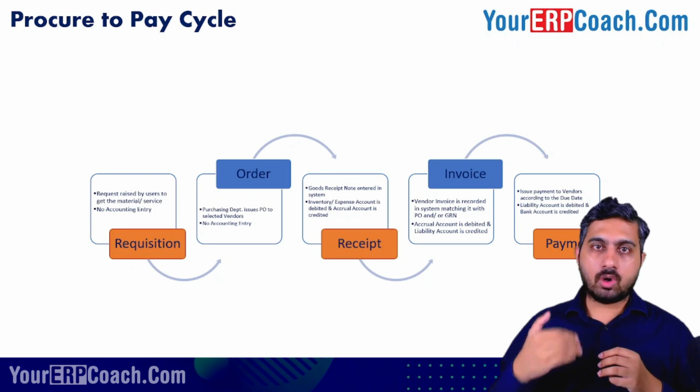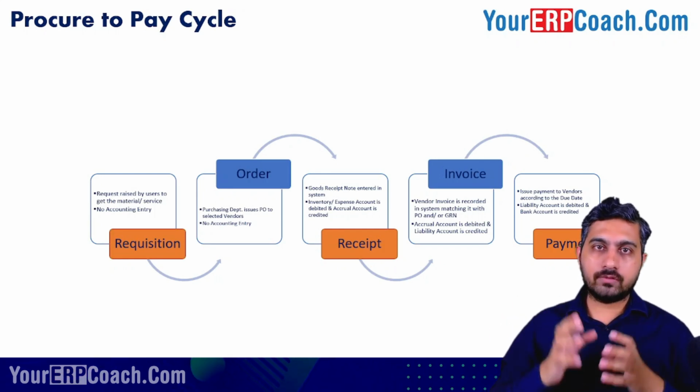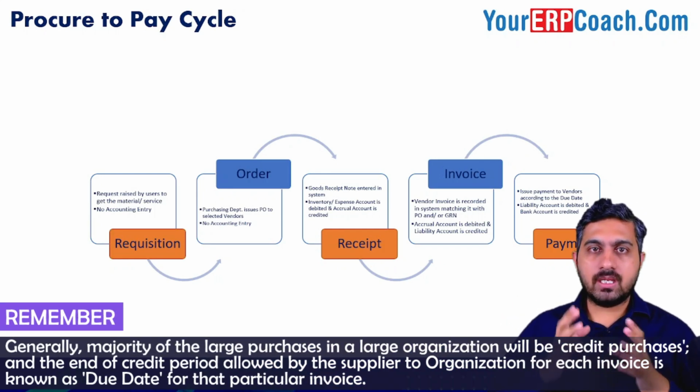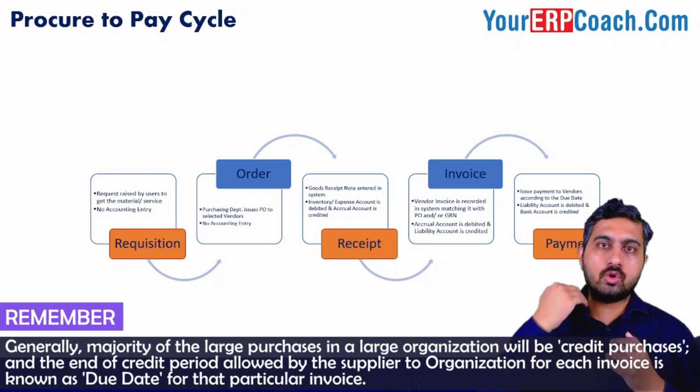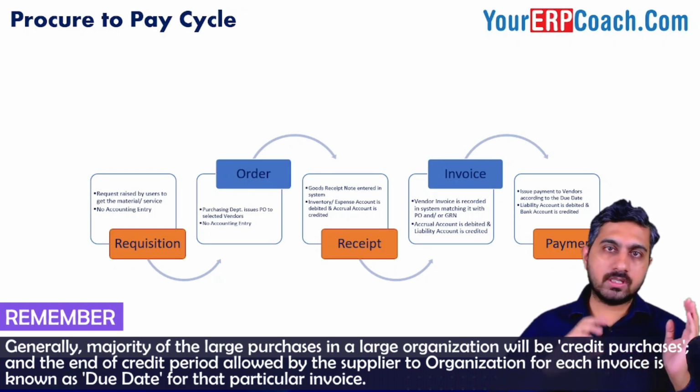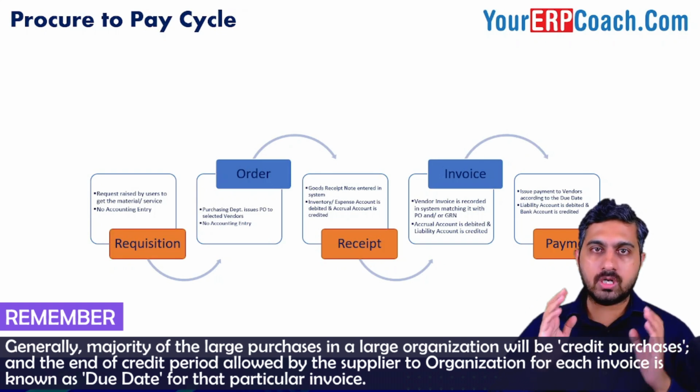Now, this payment will obviously be made on the due date of the invoice. That's simply because in large businesses, the large purchases that you make will be credit purchases and not cash purchases. So every purchase invoice will have some credit period. At the end of that credit period, which is also known as the due date of the invoice, you as an organization make the payment to the supplier and record that payment into the system. That is the last process in the overall P2P, or procurement to pay, cycle.